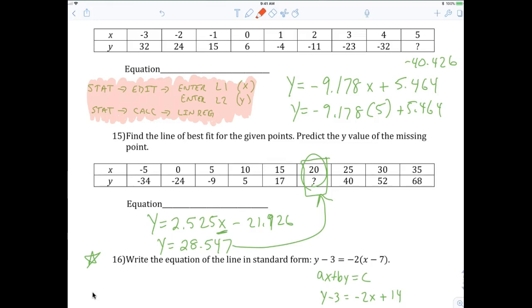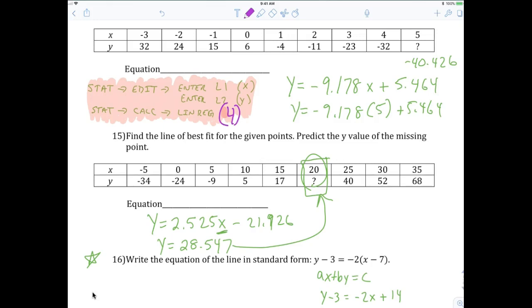And then, after you enter that in, you go to stat, go over to calc. And then the linear regression that we want is number 4. You with me? Doesn't it say linear regression? So hit enter all the way through. What'd you come up with? 2.525.